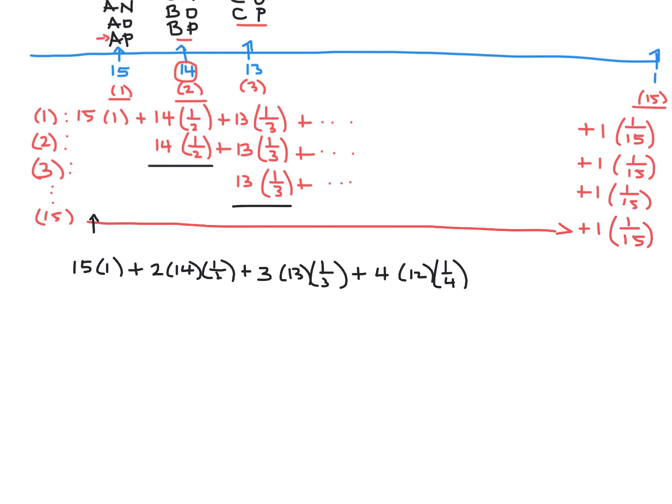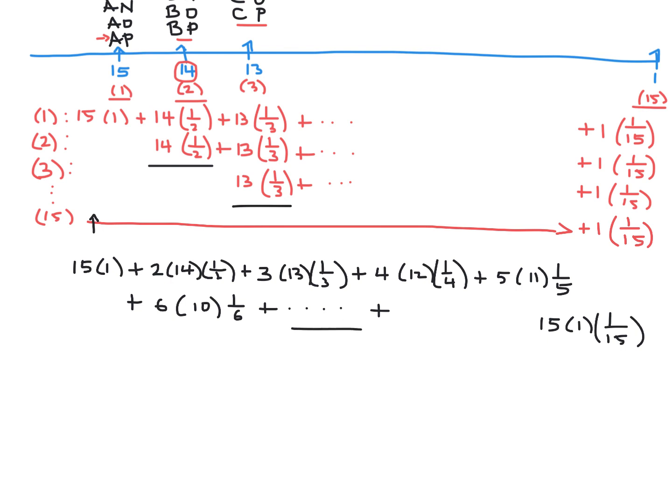And again, even though I didn't write it out, I can guess the next one would be 5 times 11 times 1 over 5. And the next one after that would be 6 times 10 times 1 over 6. And so on. All the way down to, I think the last one would be 15 times 1 times 1 over 15. And I encourage you to fill in the blanks that I didn't fill in.